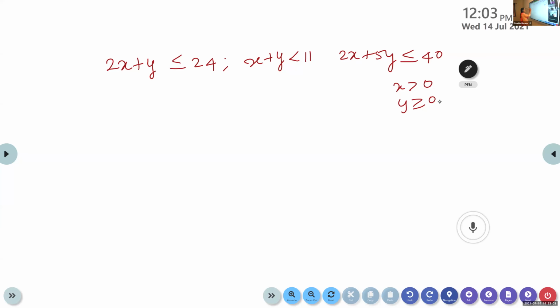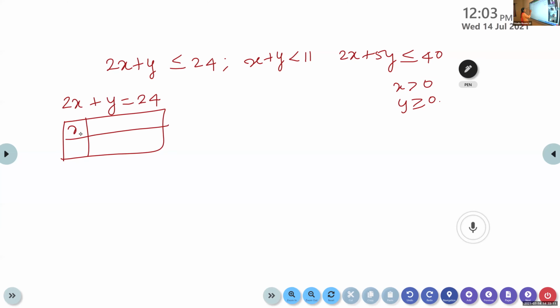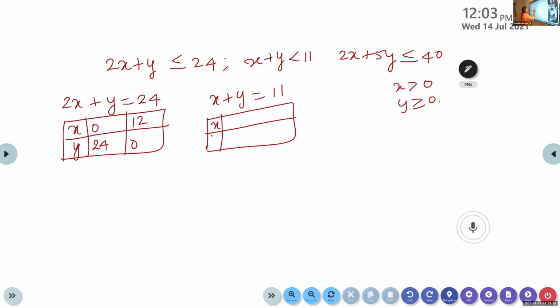So first we will be finding the solution set. In order to find the solution set, we take the equality. When x is 0, y is 24, isn't it? When y is 0, we will get x as 12. Look at the next case: x plus y is 11. Here also I am finding the solution set. When x is 0, y is 11. When y is 0, x is 11.